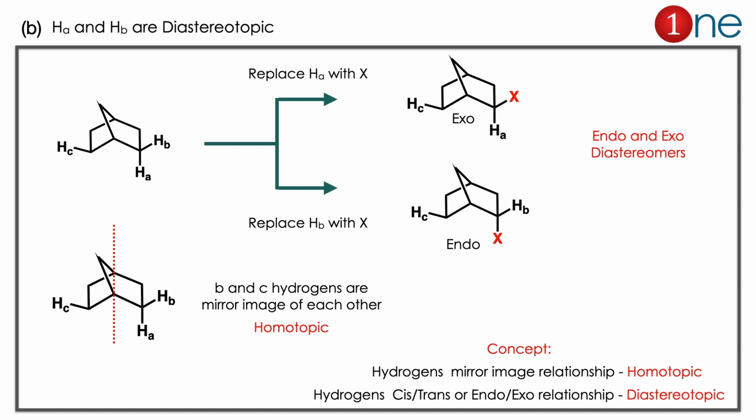Here the concepts you have to learn is, if hydrogen have mirror image relationship, most of the time it's homotopic. Second thing is if hydrogen have cis strands or endo-exo relationship, it is diastereotopic.